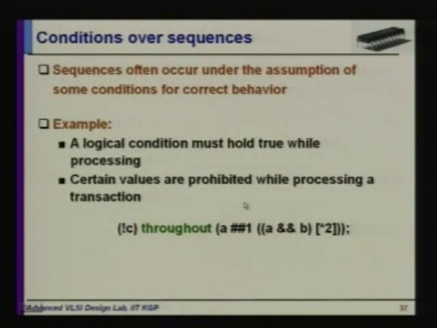We can also specify a condition on a sequence. Sequences often occur under the assumption of some conditions. Look at this expression: not C throughout this sequence. If C does not remain low throughout, then this sequence will never succeed as a truth. Actually, a logical condition must hold true while processing. Certain values are prohibited while processing a transaction, like C equal to 1 here is prohibited during the transaction.